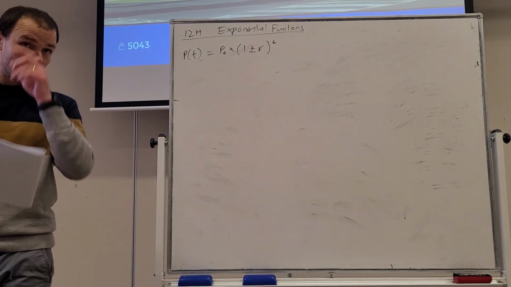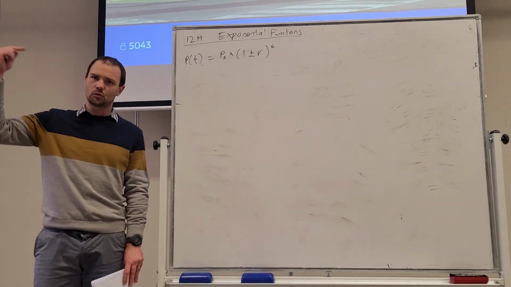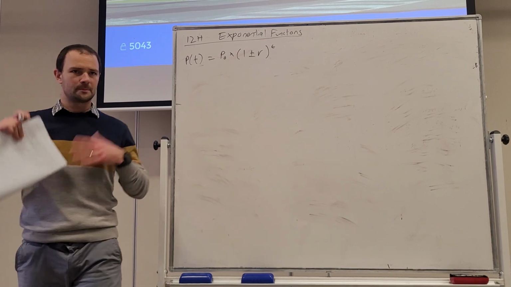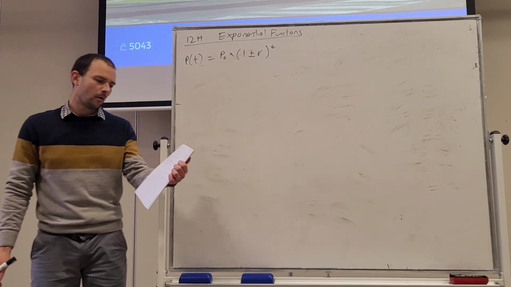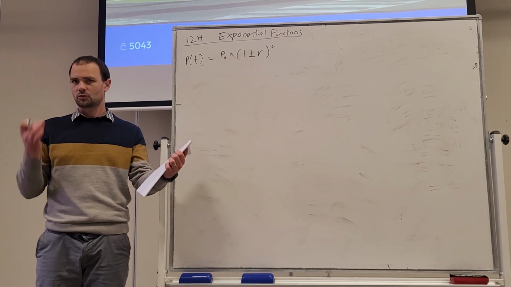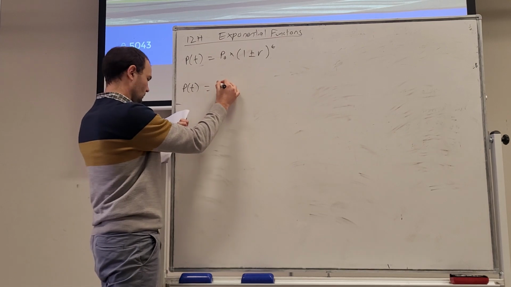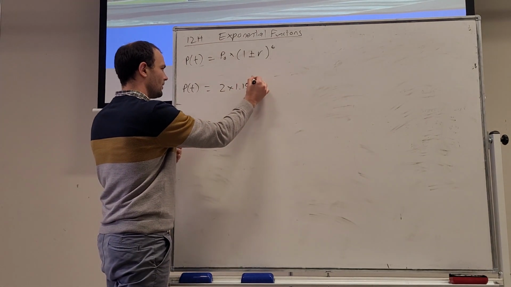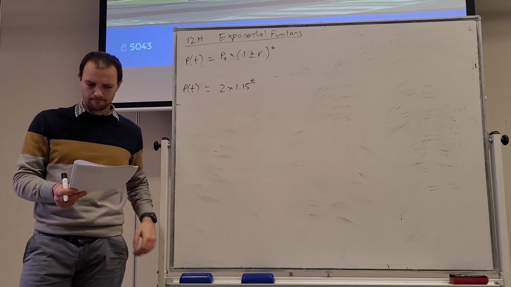All right, so we're talking about growth and decay. I.1 is specifically about exponential growth, and then I.2 is specifically about exponential decay. So consider a population of mice described by the equation P of t equals 2 times 1.15 to the power of t, where t is the time in months.